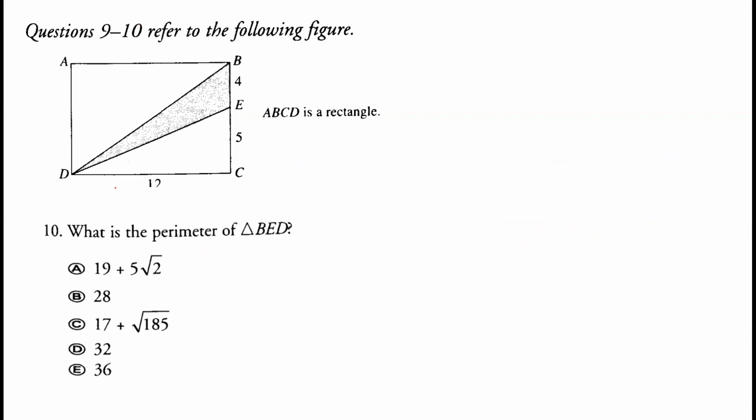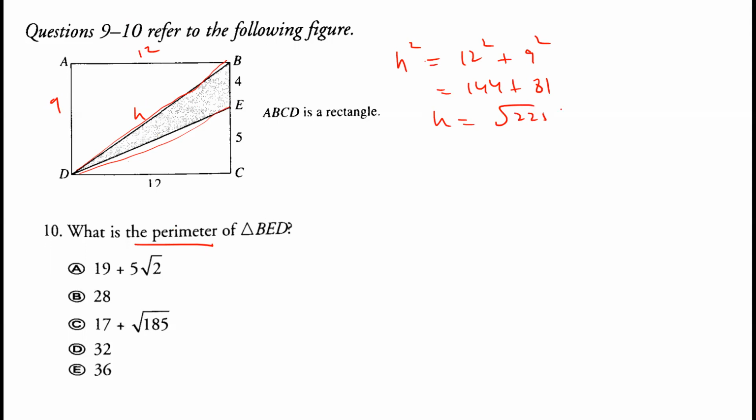Now the same question, but now we are asked to find the perimeter. So we need to find this length and we also need to find this length. Now this first length is your hypotenuse. This is your 12 and this is your 9. So hypotenuse square would be equal to 12 square plus 9 square. That is 144 plus 81, which is 225. So H will be equal to under root 225, that is 15. So this length is 15.